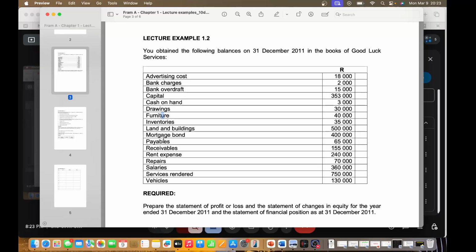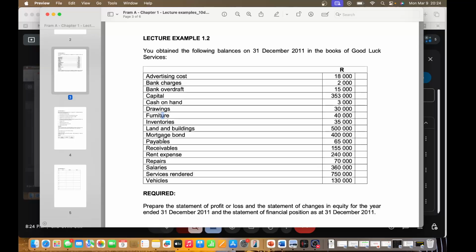So for the statement of profit or loss, we have our income and expenses. For our statement of changes in equity, we have all our equity, meaning our drawings, our profits, our capital contributions, and so forth. And in our statement of financial position, we have our assets, equity, and liabilities.